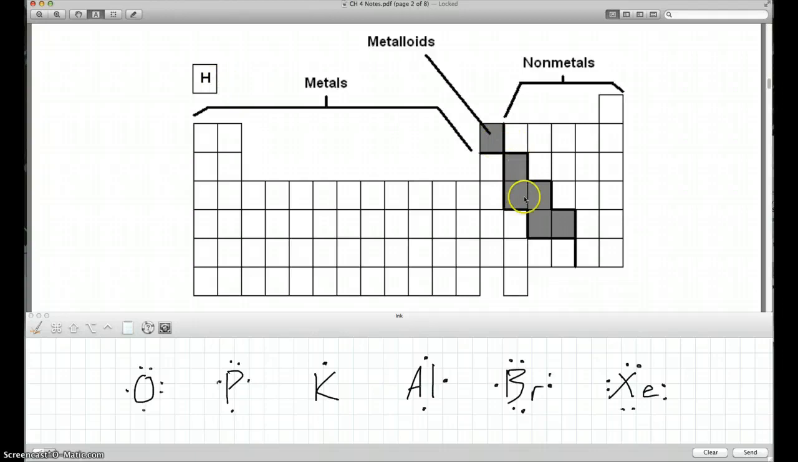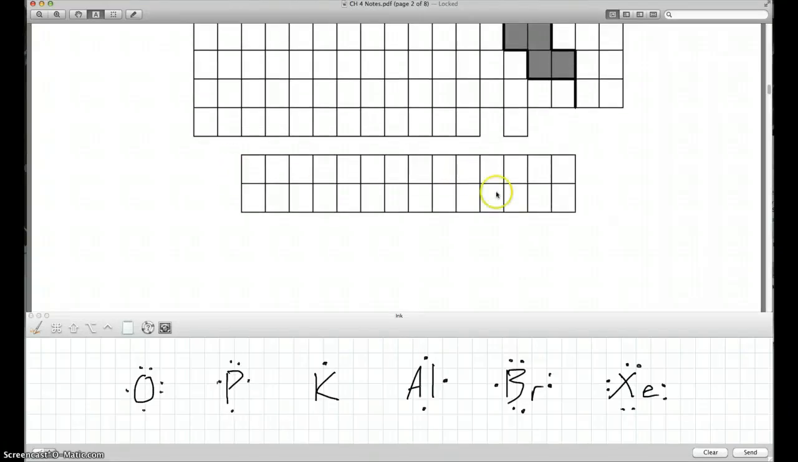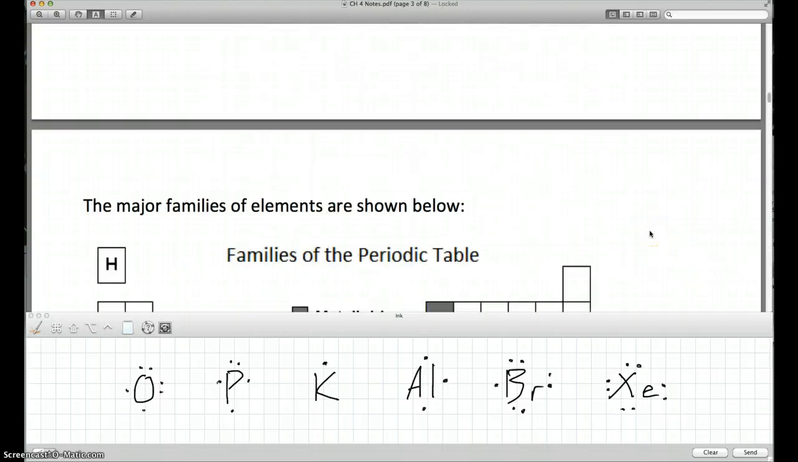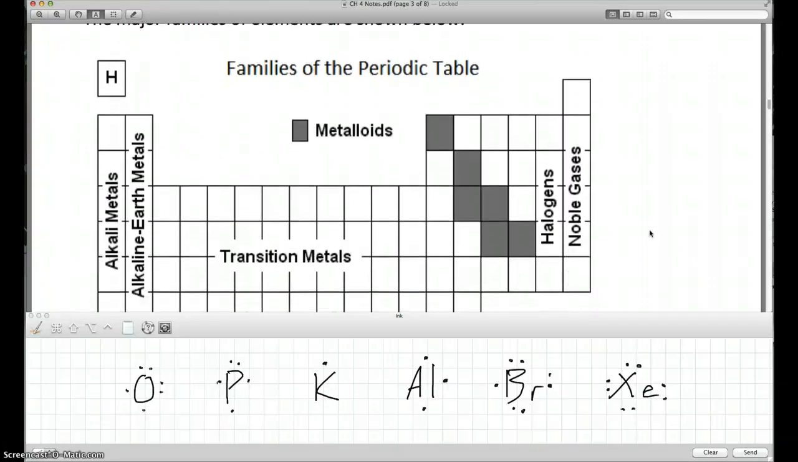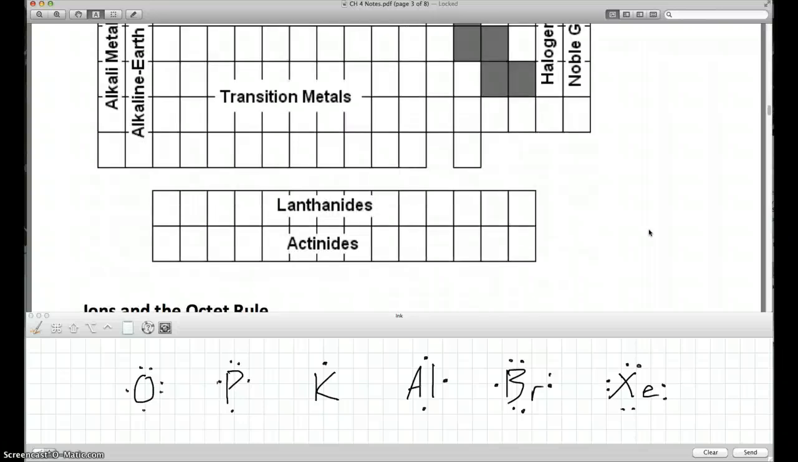And then some of the metals along that border are what we call metalloids, or semiconductors. They have some properties of metals and some properties of nonmetals, and are in between the two. And then these down here, the F block, fit in up here, and they're part of the metals also. So the major families of the elements are shown below. I'll let you just read that. You may be familiar with some of those from 9th grade. If not, you will want to know these different families and where they are.